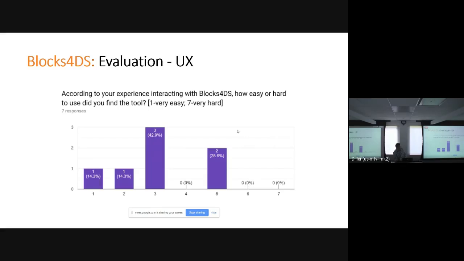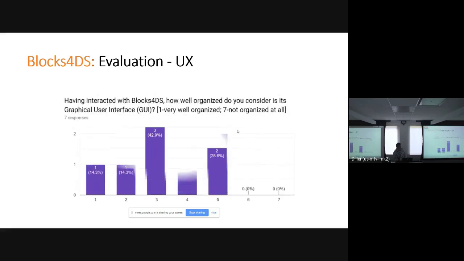So we had a set of distribution referring to the interaction with blocks for DS. How easy or hard did they find the tool? And well, we had here a distribution. Two people said that it was kind of like hard, but still, if you get to see the trending, it's saying that it was kind of like easy. How well organized did they find blocks for DS, the graphical user interface? We also get to have like a positive trending from the users.